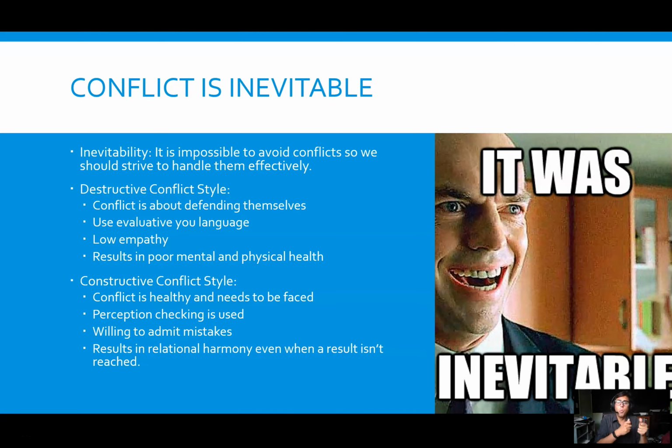So let's work on it. Let's work on it together. Perception checking is used to see where my perception is maybe not as accurate as it could be, and to be willing to admit mistakes. When we are even willing to admit to a small part of the problem, then it creates reciprocation, where the other person then feels compelled to admit some small part of the problem as well.